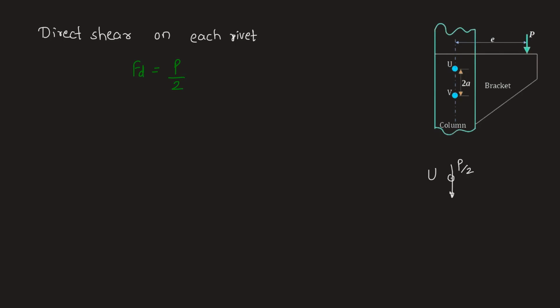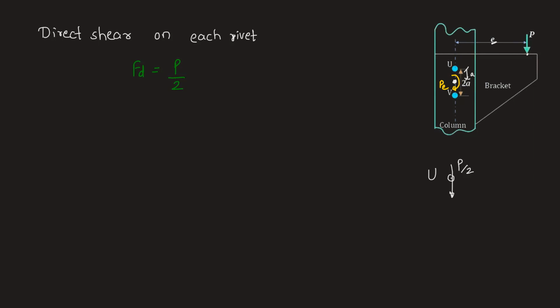Now because this force P is at an eccentricity e from the rivets, it is going to create a torque on the rivets, and that torque also has to be distributed among the two rivets. In order to counteract this torque P into e, which will be acting at the center of gravity of this joint or this connection, the center of gravity is going to be at a distance a from each of the rivets, and P into e will be the torque acting at this center of gravity. Now this torque has to be distributed between the two rivets. So how will that be done?